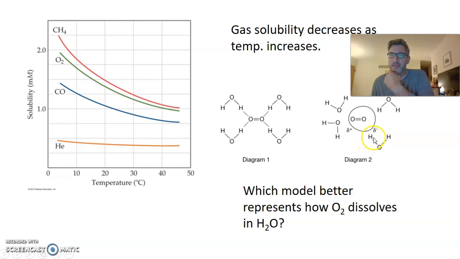Diagram 2 is much better. And what they're showing here is induced dipoles. So you've got your more negative oxygen end of these water molecules repelling the electron cloud away from them, which is why they're showing the electron cloud getting bigger on the right side here. And that is attracting these positive hydrogens from these water molecules on this side. So this is what's happening when oxygen or any other nonpolar gas dissolves in water.